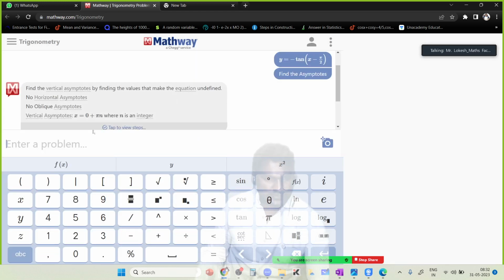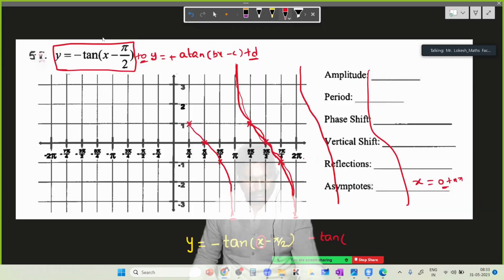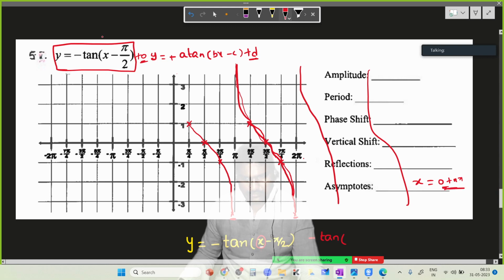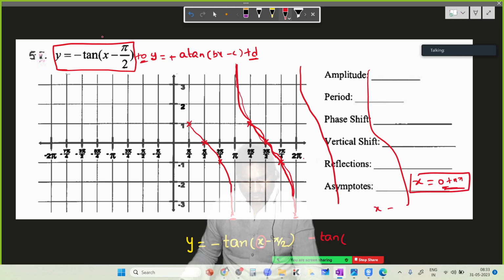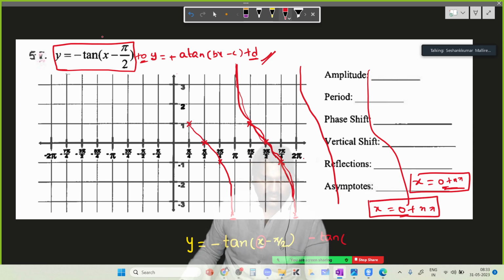So here, if you observe carefully, the vertical asymptote is given by x equals 0 plus n pi, where n is an integer. It is actually d, and here the value of d is 0, so that's why it is given by 0 plus n pi. It depends: if you are taking from 0 to 2 pi, we get two asymptotes here, one here and one here.